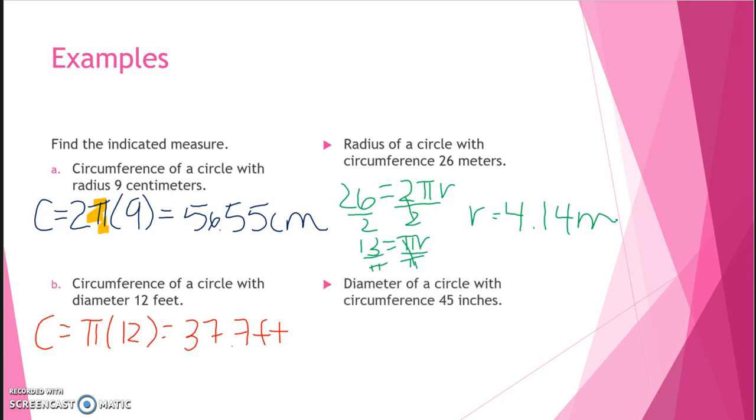And we're going to do one more, if we're looking for the diameter. We know our circumference is 45, so it's 45 is equal to pi times your diameter length. Divide both sides by pi. Your diameter is 14.32.